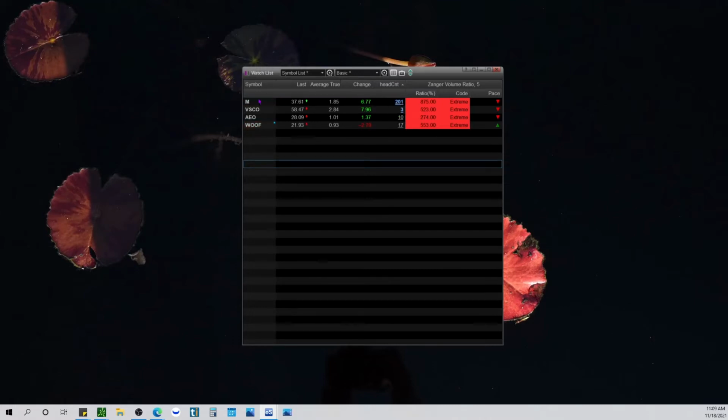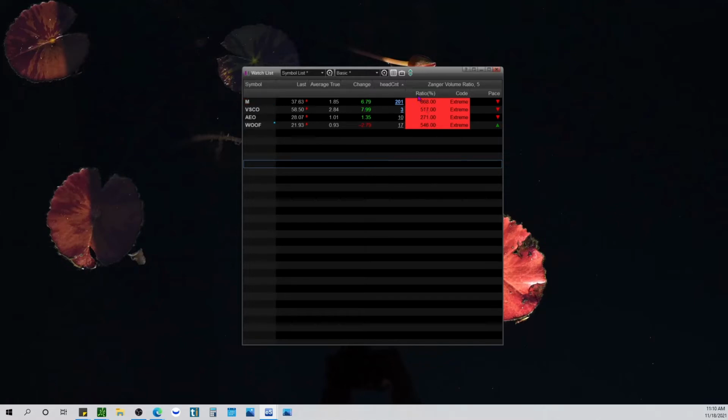As you can see, Macy's has 201 headlines about it. That means a lot of people are writing about it, a lot of publicity for whatever's going on. And this over here tells me the relative volume based off of the previous 5 minutes. You can see that all 3 of these stocks that I picked have extreme volume. We have 868, which means it's trading 8.68 times its normal volume in the past 5 minutes or so. I believe it averages out over the past 14 candles or something. I'm not really sure; I can't remember right now.